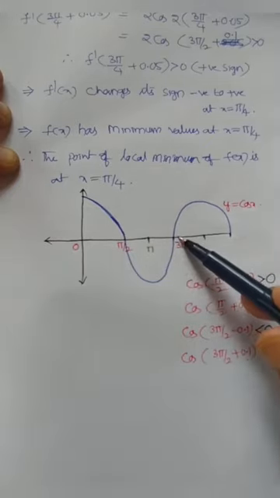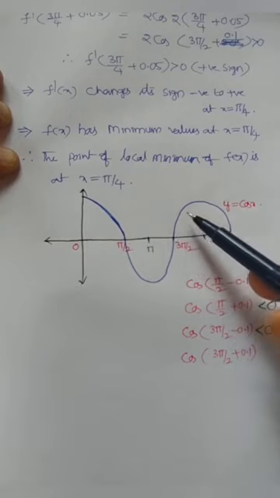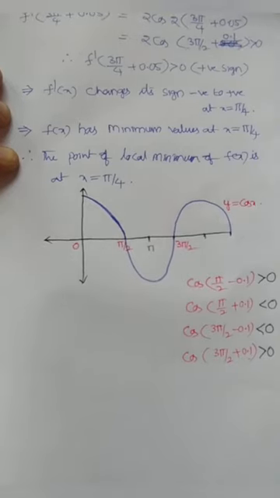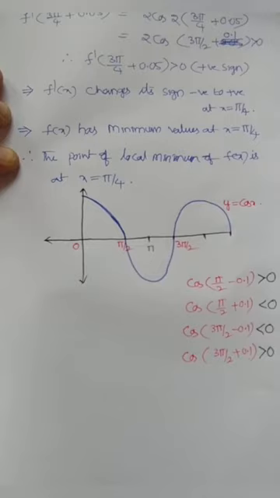After 3 pi by 2 here. Where is the curve? At the positive side. So we have taken it as positive. This is our graphical explanation about the first derivative signs.